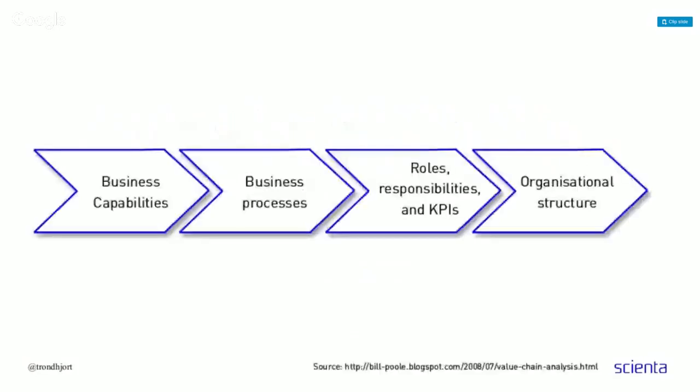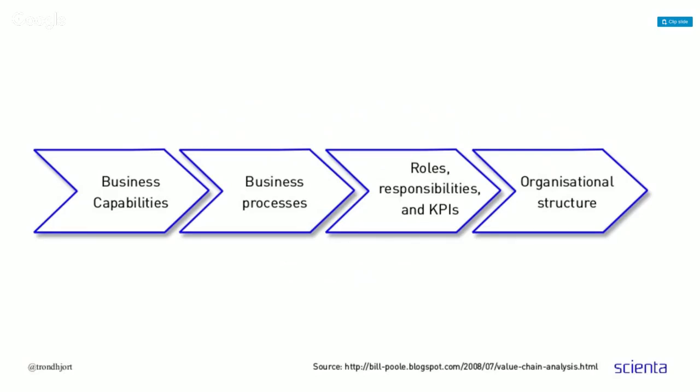Because this is, as I said, I nicked this from Bill Poole. I could have created my own, but he starts with business capabilities. It goes from left to right in the level of stability. Business capabilities, or he used value analysis actually, is the most stable. And then when you define those, you define your business processes, the big ones that go across these capabilities. And then you set roles, responsibilities and KPIs if you're crazy enough to have that. And then you've got the organization structure.